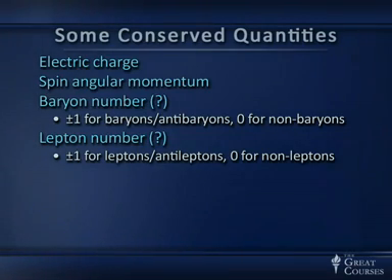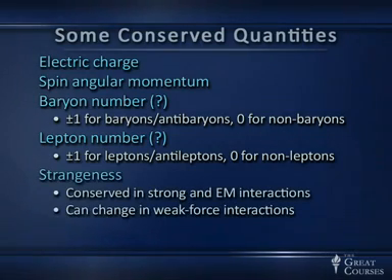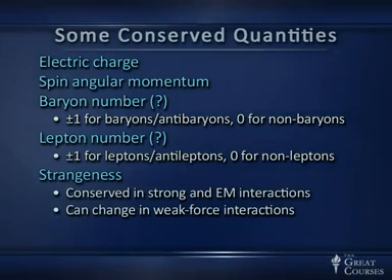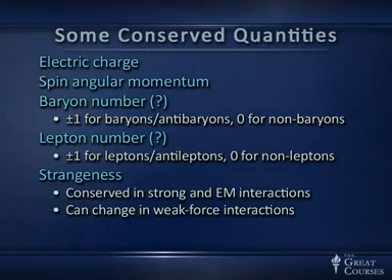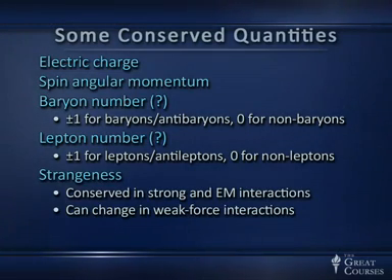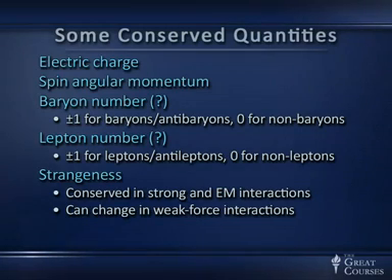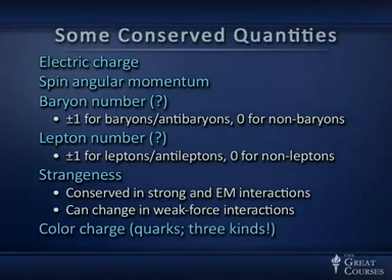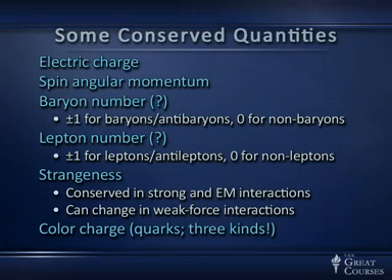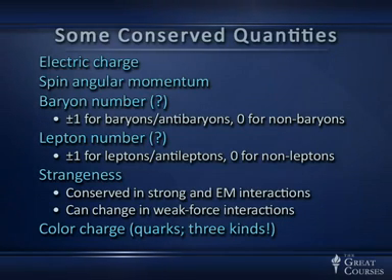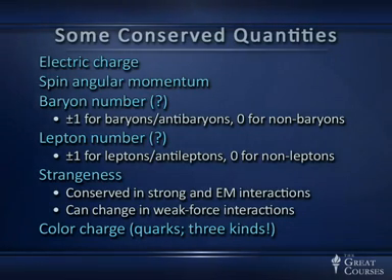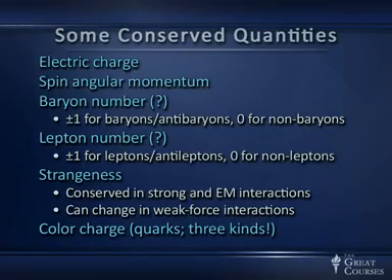Again, these question marks suggest we don't know for absolutely sure that these things are conserved. Strangeness we know is conserved in strong and electromagnetic interactions. It can change in interactions involving a force called the weak force, the one that was responsible for nuclear beta decay, as we discussed. And there's a color charge. Quarks, it turns out, are complicated. Not only are there six kinds of quarks and their antiquarks, there are three kinds of charge, rather than plus and minus for electric charge, and that color charge, it's called, seems to be conserved.